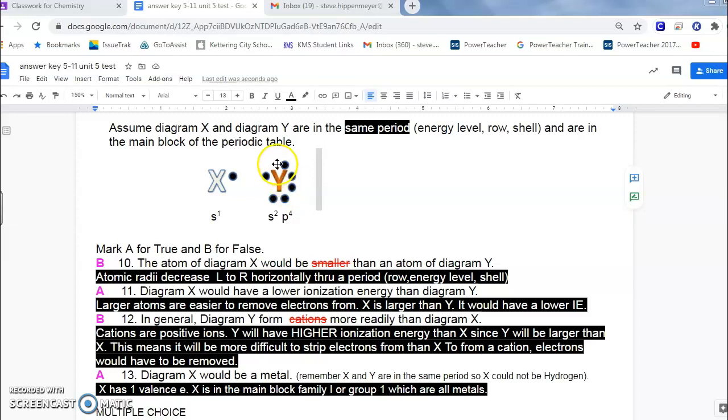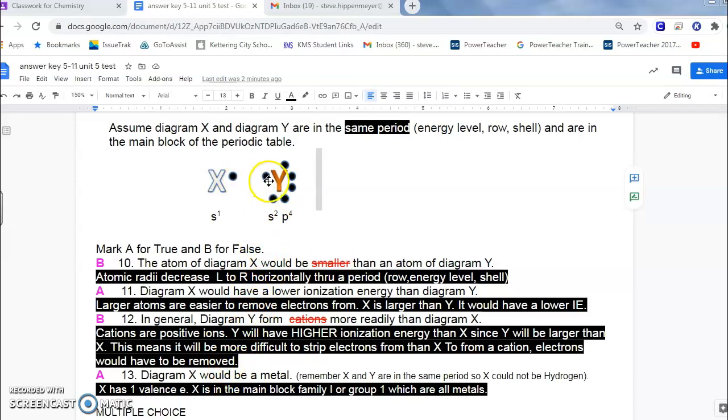Why would Y form anions? It only needs 2 electrons to satisfy the octet rule. So Y would likely want to be 2 minus. X would love to lose that electron, which would remove that outer level, leaving the inner level full. And that's, of course, assuming that X is not hydrogen. So Y would better form anions. It would be hard to strip. It's not going to form cations. So that's false.